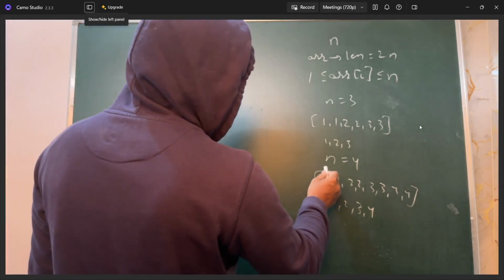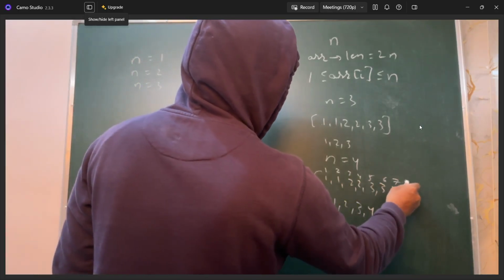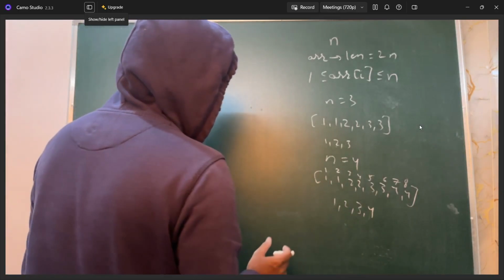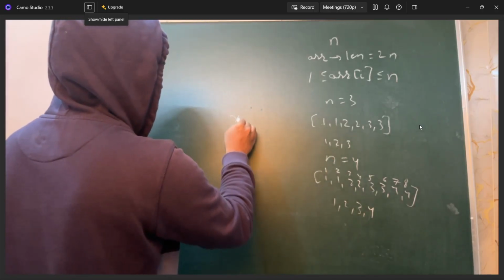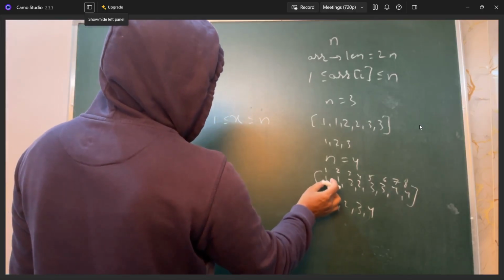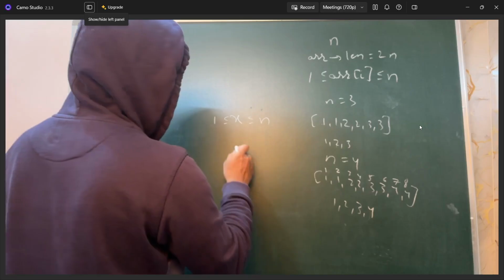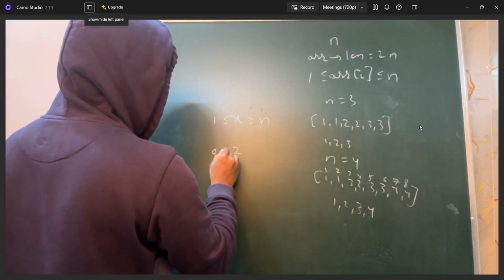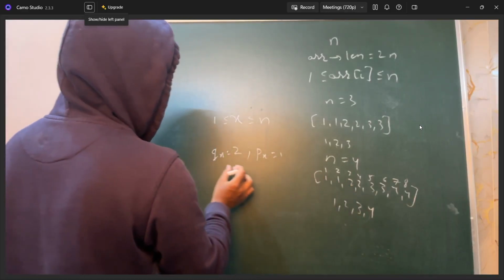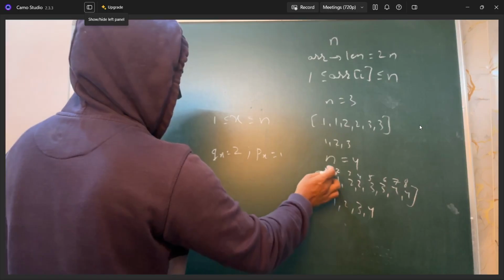Take this as index 1, this is index 2, 3, 4, 5, 6, 7, 8. For every element, let's say x, which should be from 1 till n, whatever elements have occurred, they have occurred 2 times. So what are the indices? qx and px are indices. For example, this has occurred at position 2, and this has occurred at position 1.